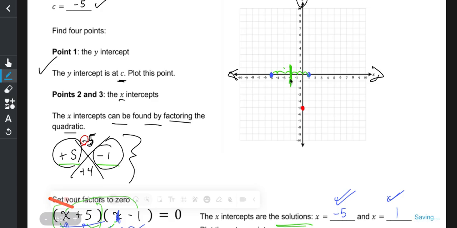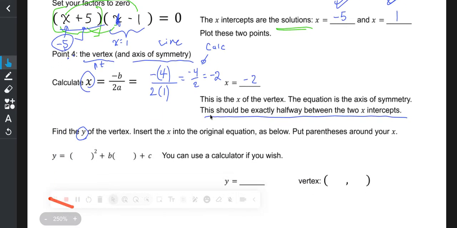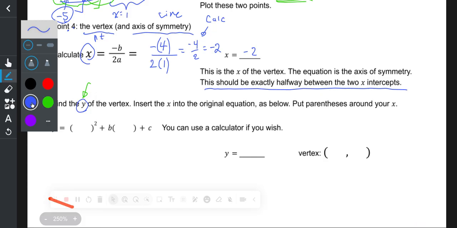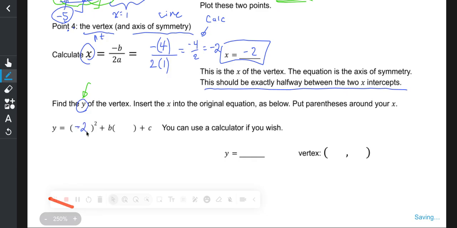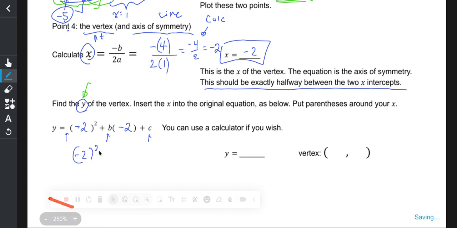This is a line. The vertex is a point. So let's go look for the y of that point. So find the y. What we're going to do is plug this number into the equation. Okay. Now, this says b and c and then a, so this is not the equation. Let's put in the a, b, and c, and we would be getting 1 times -2 squared. Keep it in parentheses, very important.